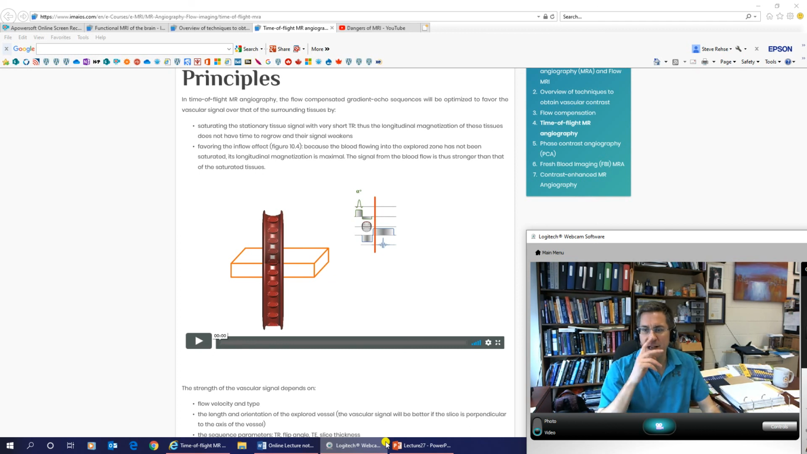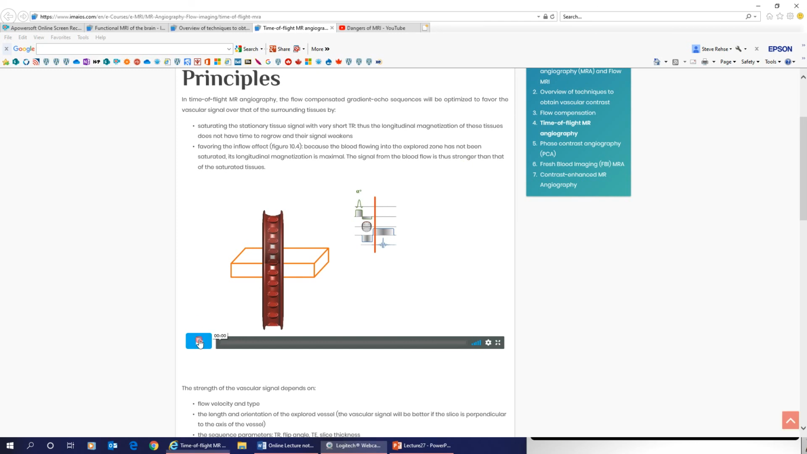So that's called spin saturation. Give it a couple pulses, and nothing can respond. Very short TR. So the longitudinal magnetization doesn't have time to relax. The signal goes away. But now fresh flowing blood that's coming in has not been saturated. Its longitudinal magnetization is maximal. It's the only thing that will respond. And so the signal from blood flow is stronger, hyperintense. A bright white signal. Let's take a look at that.